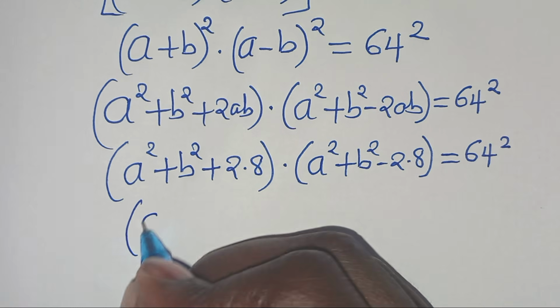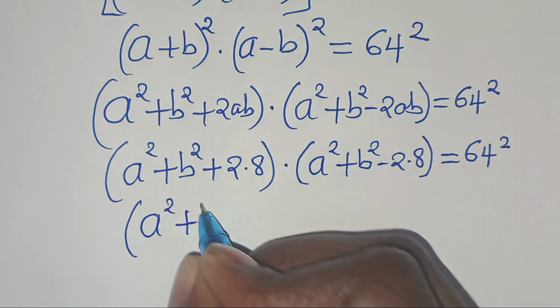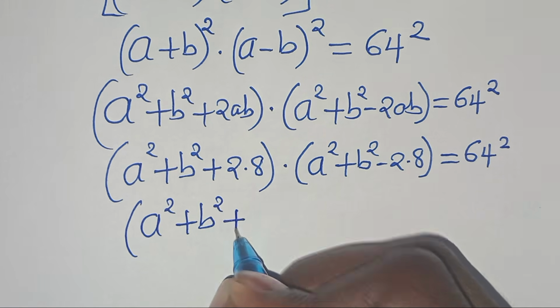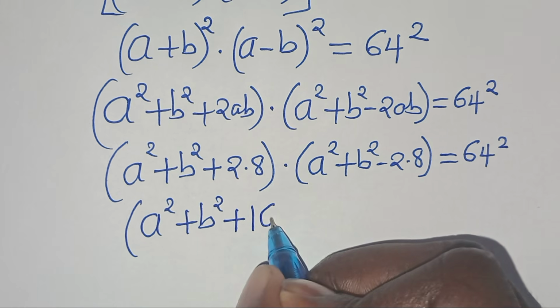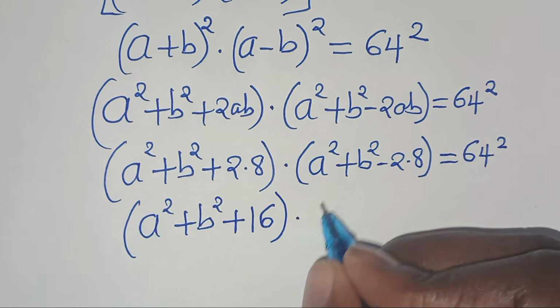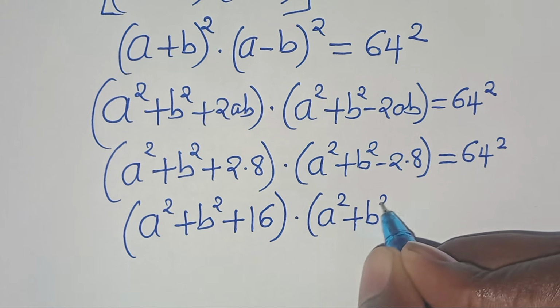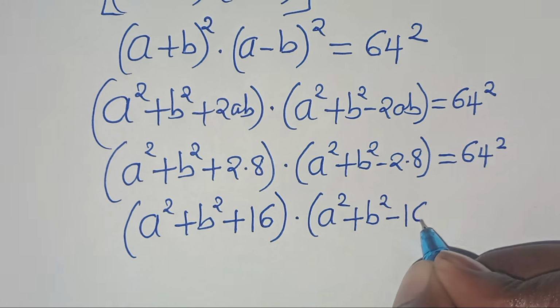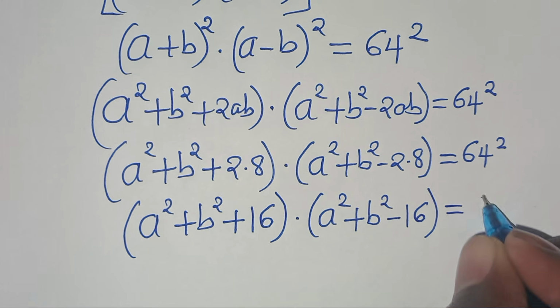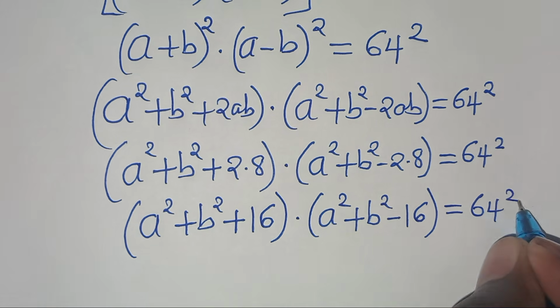So this implies that we have a to the power of 2 plus b to the power of 2 plus 2 times 8, this is equal to 16, multiplied by a to the power of 2 plus b to the power of 2, subtract 16. This is equal to 64 raised to the power of 2.